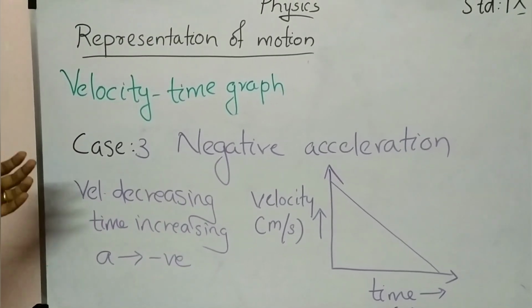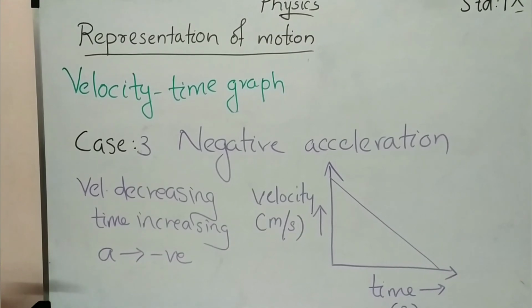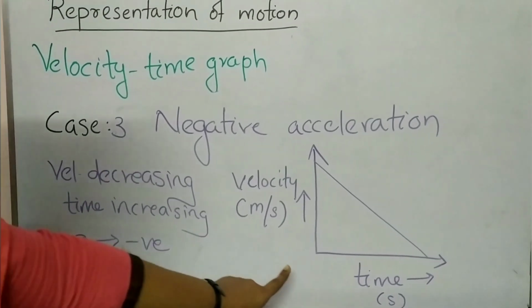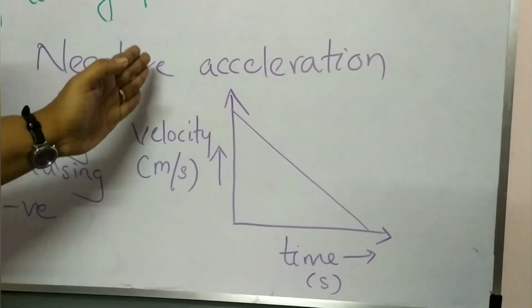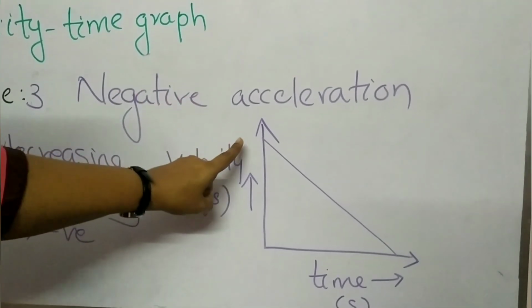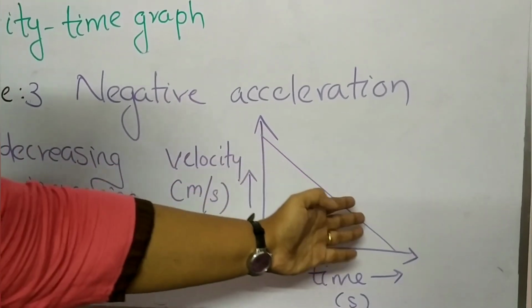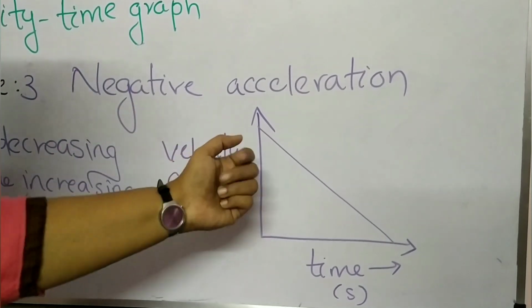If that object is moving with negative acceleration, how to draw that? Here you can see time along the x-axis, velocity along the y-axis. You can see a graph. Here also you can see a straight line. For this graph also there is a slope.